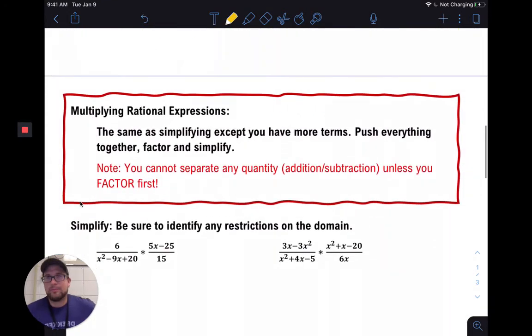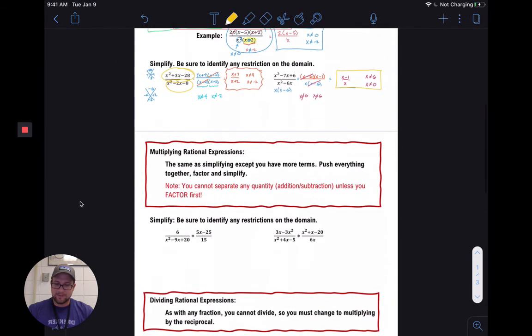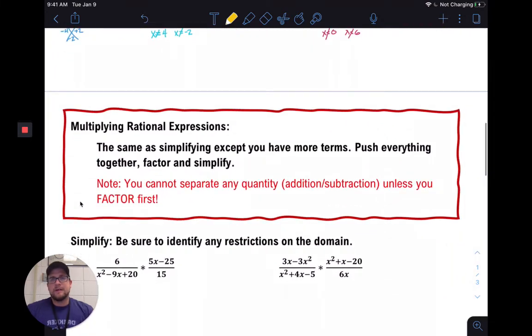Let's talk about multiplying rational expressions. We've talked about simplifying. We're going to talk about multiplying and dividing. I don't think we get to adding today. That should probably be tomorrow. Here's how we multiply. It's the exact same as simplifying, except you have more terms. You're going to push everything together, factor, and simplify. Note, you cannot separate any quantity, addition or subtraction, unless you factor first.